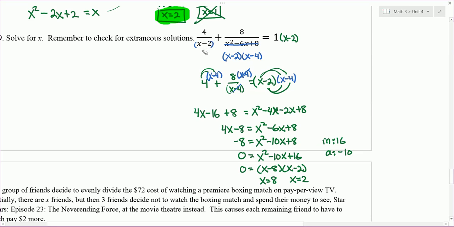Well, our first fraction has a denominator of x minus 2, which means our x cannot equal 2. So I've got to throw that out. The second denominator has an x minus 4, so x can't be 2, and x can't be 4, so 8 is acceptable. We'll keep that one.